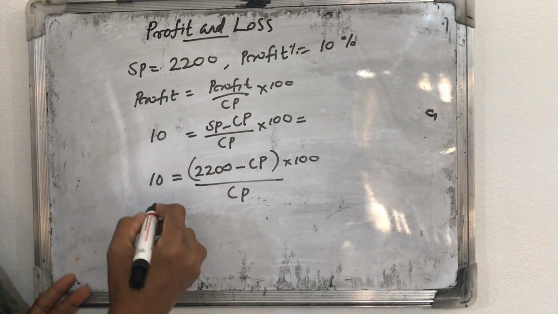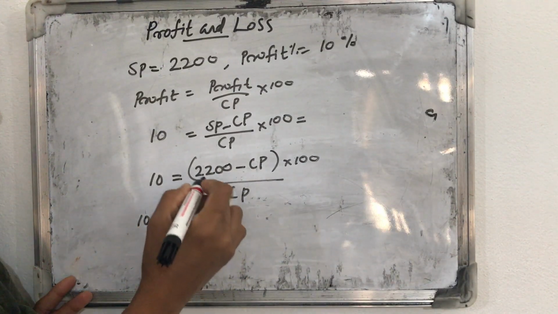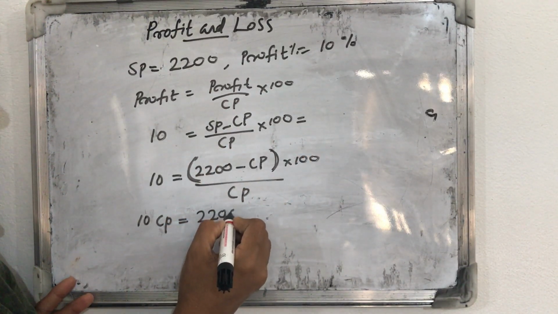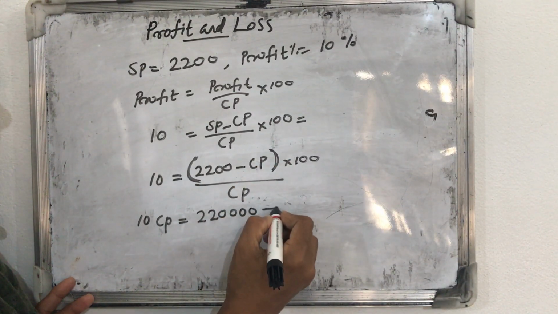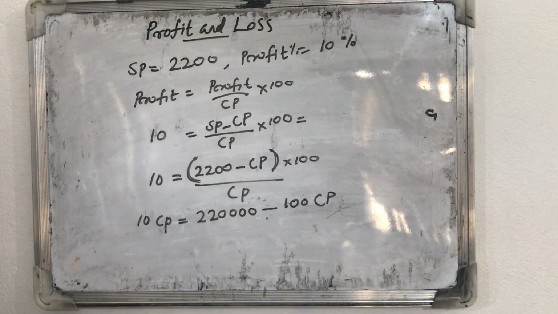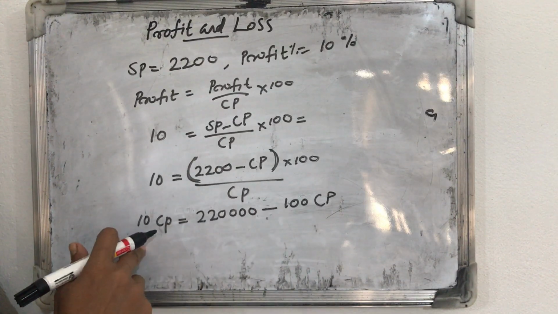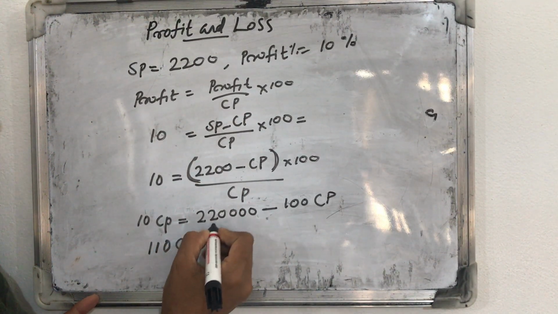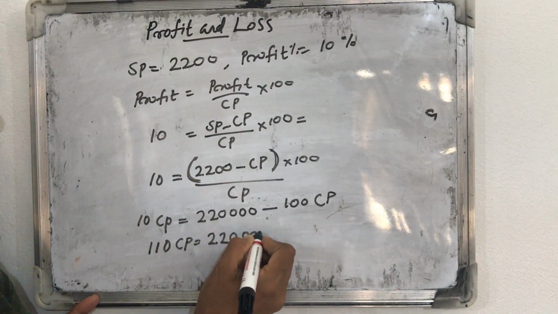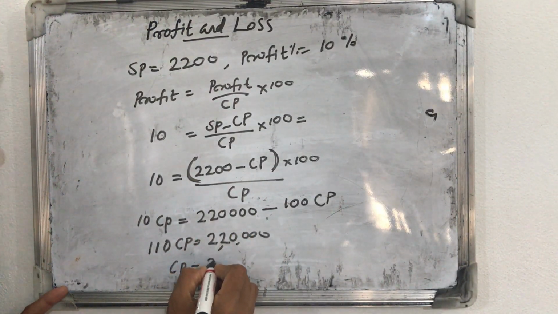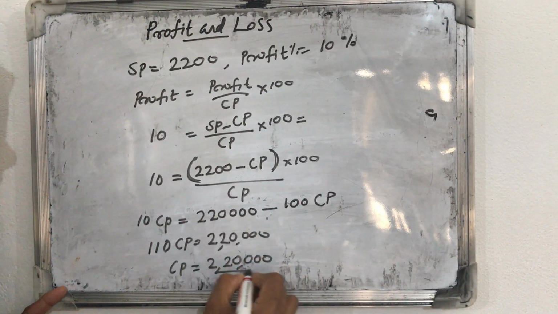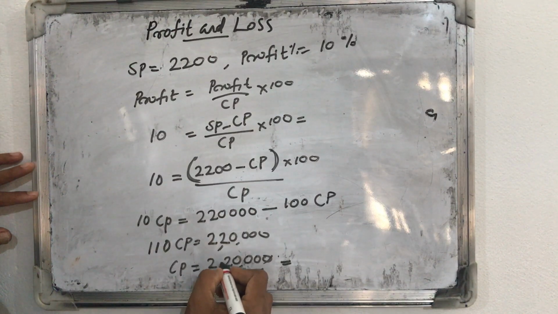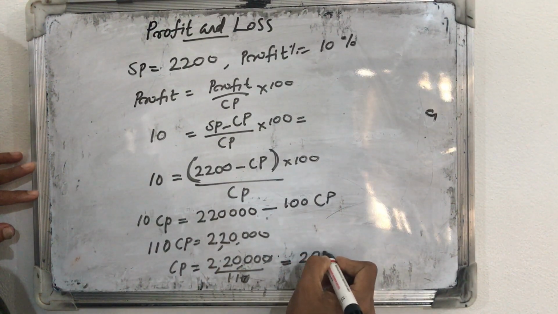Then we can transpose CP, so 10 CP will be equal to (2,200 minus CP) into 100, that is 2,200 into 100, so 2 more zeros, minus 100 CP. Then this 100 CP we can transpose here, so 100 plus 10, the sum is 110 CP, which will be equal to 2,20,000. Then CP will be equal to 2,20,000 divided by 110, which is 2,000. 2,000 will be the answer.